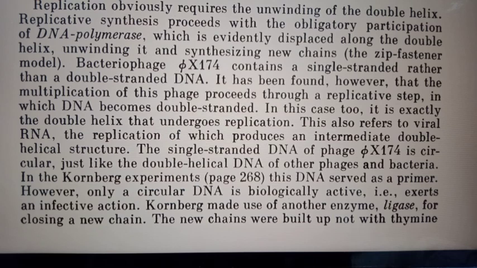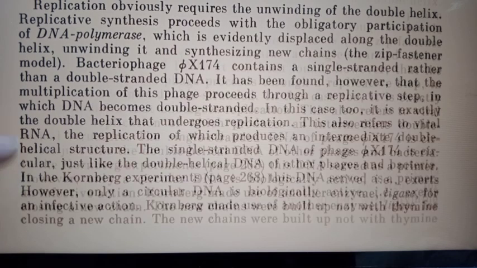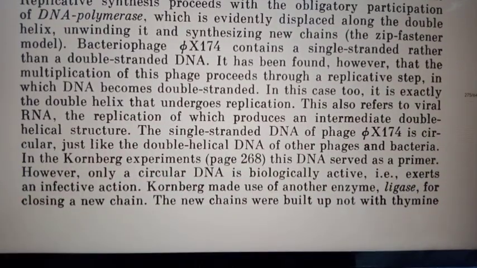The single-stranded DNA of phage phi X 174 is circular, just like the double helix DNA of the other phages and bacteria. In the Kornberg experiment, this DNA served as a primer. However, only the circular DNA is biologically active. It exerts an infective action. Kornberg made use of another enzyme, ligase, for closing a new chain.